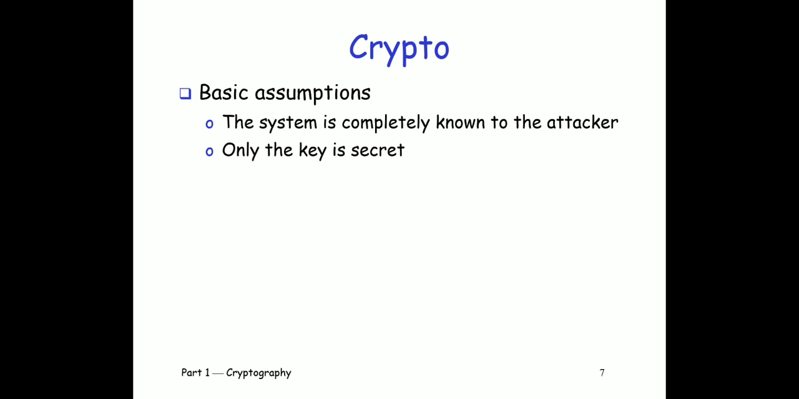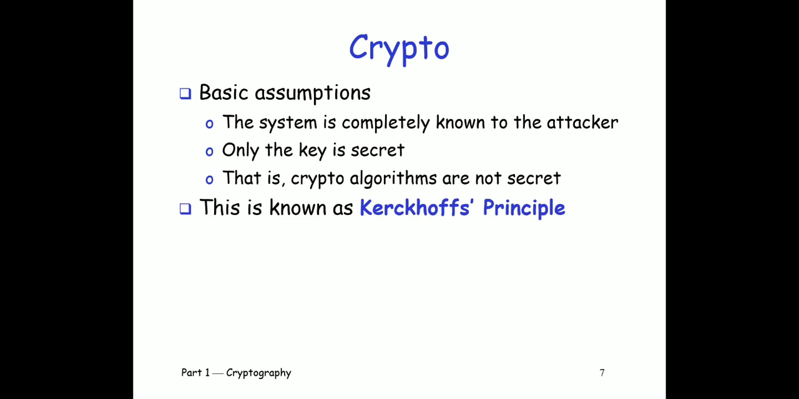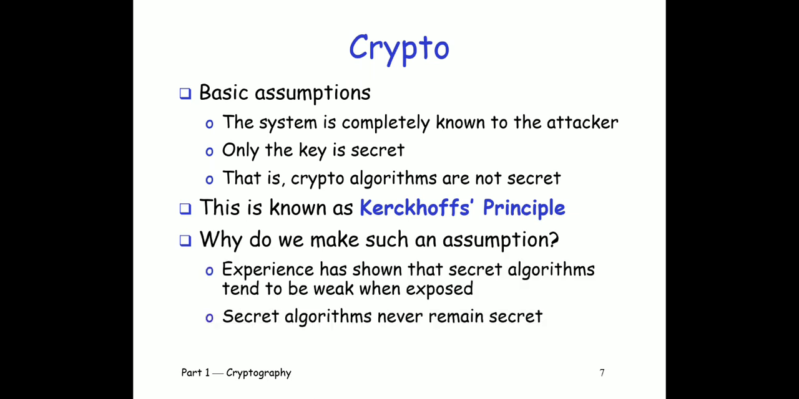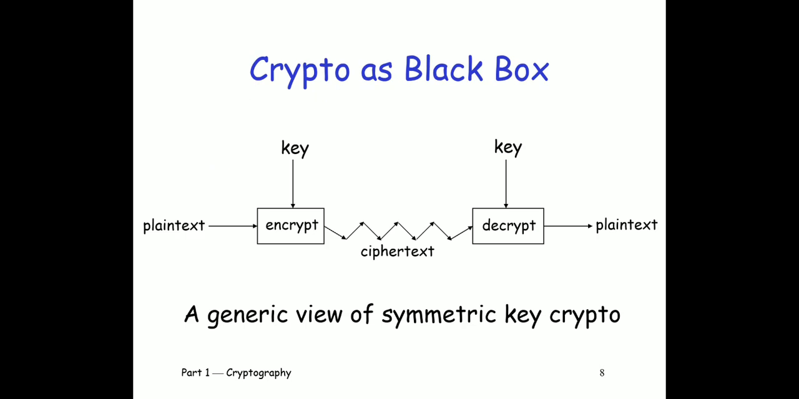And we go with an assumption that the attacker is well versed with the system. He knows all the algorithms. The only thing that is secret is the key. So crypto algorithms are no longer secret. This assumption is known as Kirchhoff's principle. Having known all these things, we then saw the block diagram.